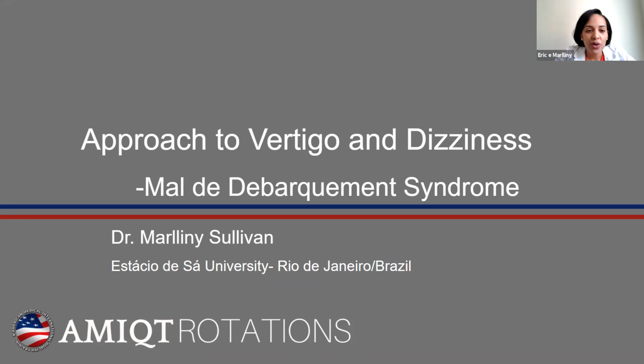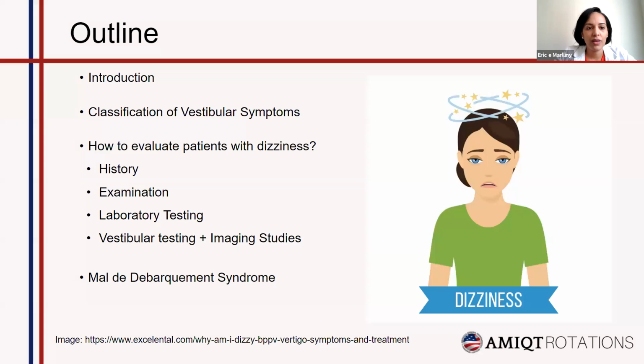And today we're going to talk about approach to vertigo and dizziness, and also about Bebarquement syndrome. So this is just an outline. We're going to start with a quick introduction, and then a classification of vestibular symptoms, how to evaluate patients with dizziness: history, examination, lab testing, vestibular testing, and imaging study, which will be very quick, just for interest of time, and then Bebarquement syndrome.